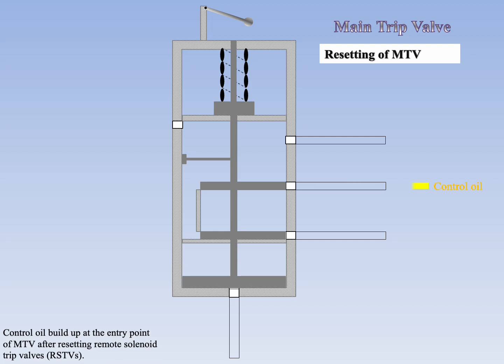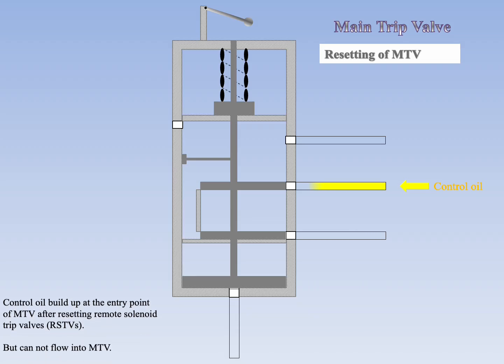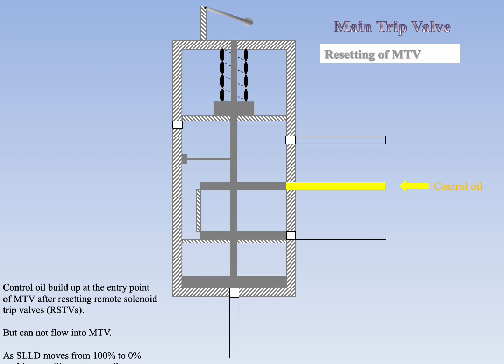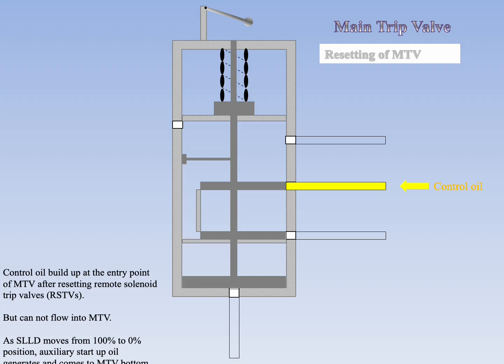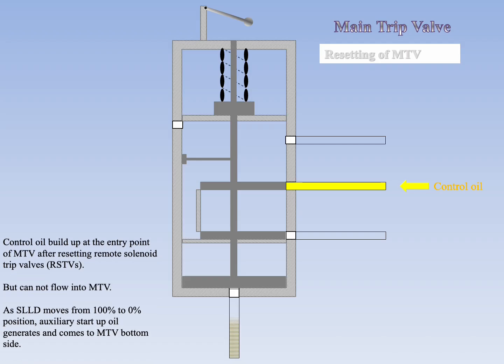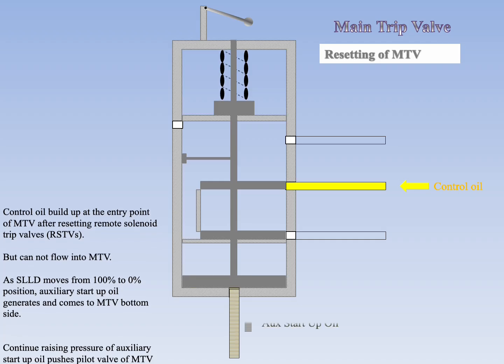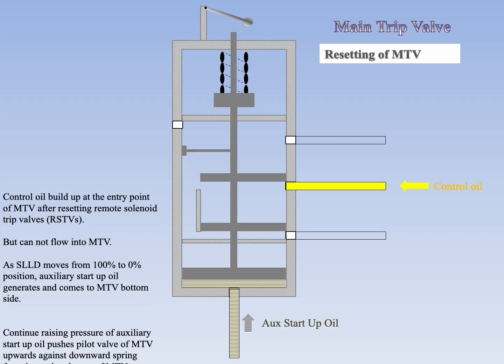Control oil builds up at the entry point of MTV after resetting the remote solenoid trip valves, RSTVs. But it cannot flow into MTV. As SLLD moves from 100% to 0% position, auxiliary startup oil generates and comes to the MTV bottom side.